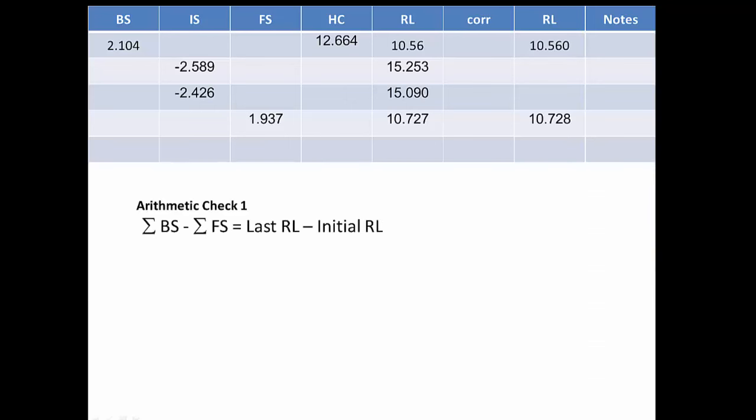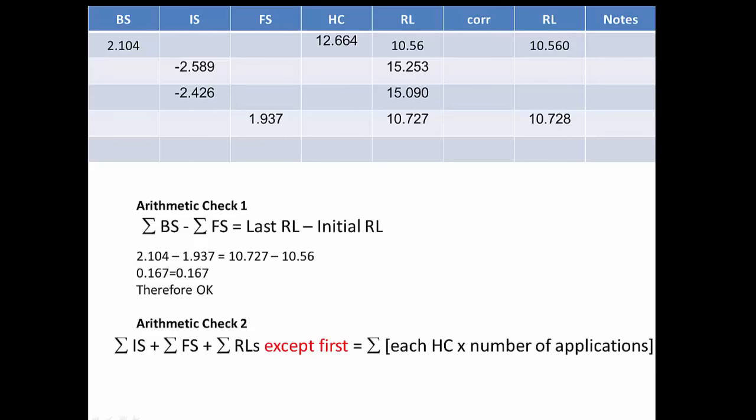The first arithmetic check is the sum of the backsights minus the sum of the foresights. It should be equal to last reduced level minus initial reduced level. We've only got one backsight and foresight here, it doesn't matter. If you do that yourself, you'll find out that they do match, 0.167 on both sides. So the first arithmetic check has worked out okay.